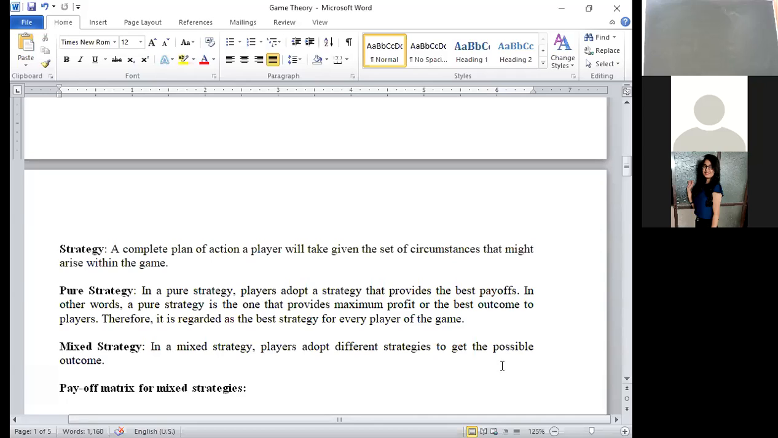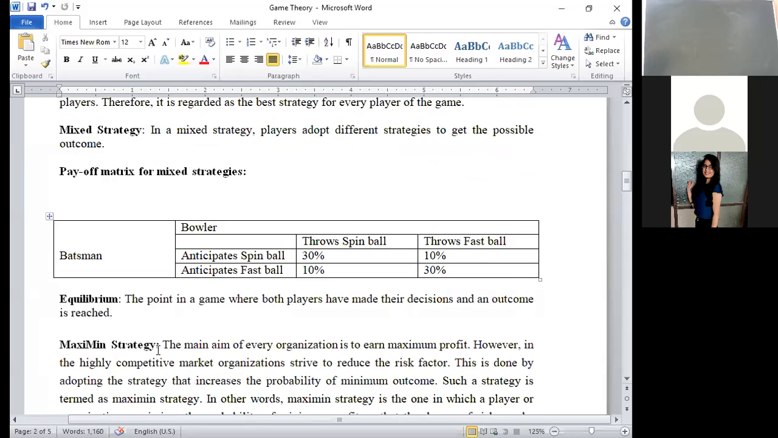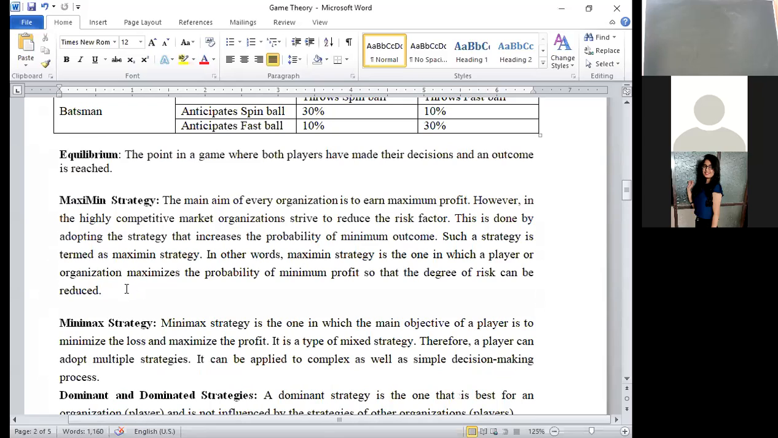Second one is mixed strategy. That means players adopt different strategies to get the possible outcome. Here the objective is again to maximize the expected gain or minimize the expected loss by making choices with certain probabilities. That is mixed strategy. In the final examination, a mixed strategy question will come. Here I have given the examples also. Pure strategy, the other way we can call it is maximin or minimax strategies. Here also the same meaning.